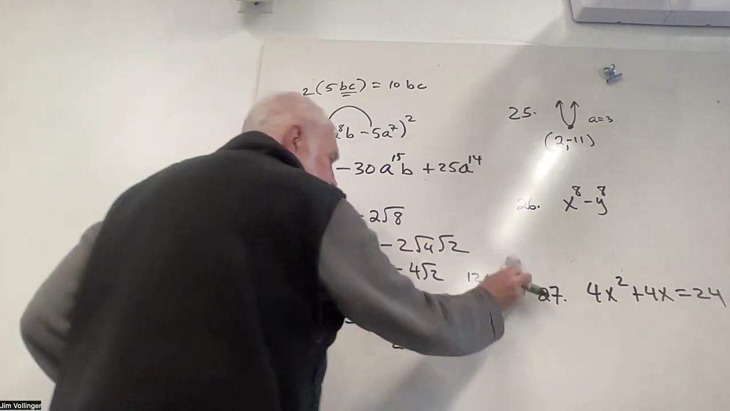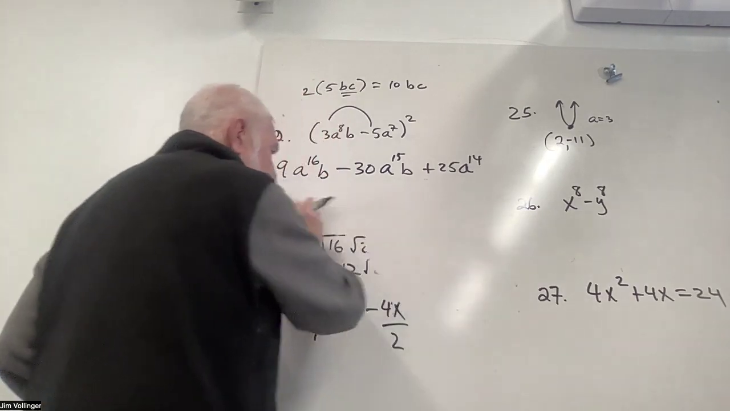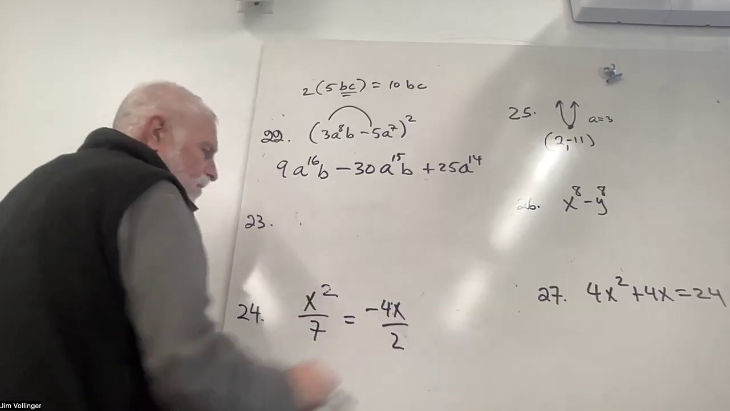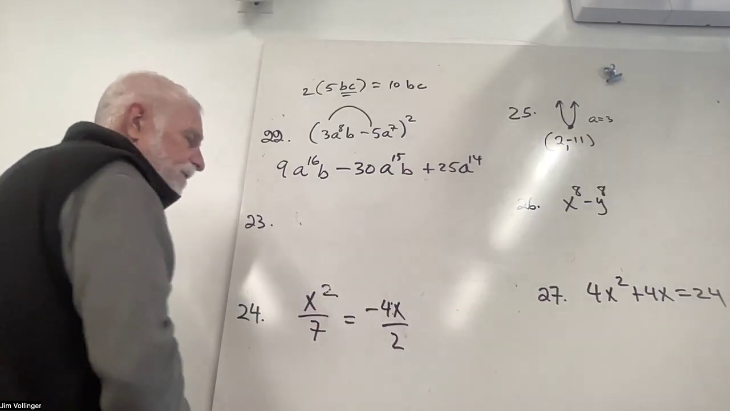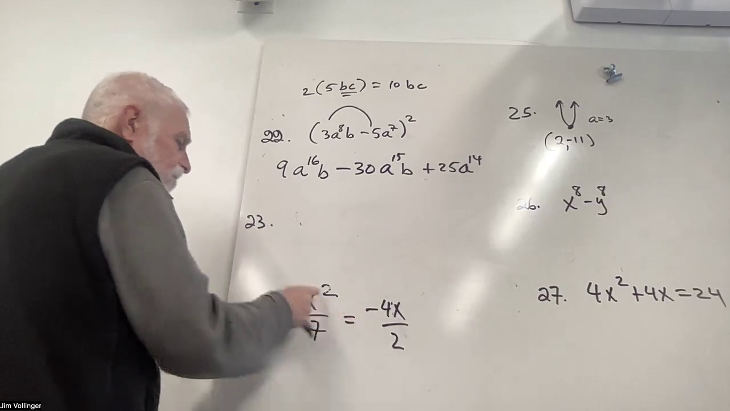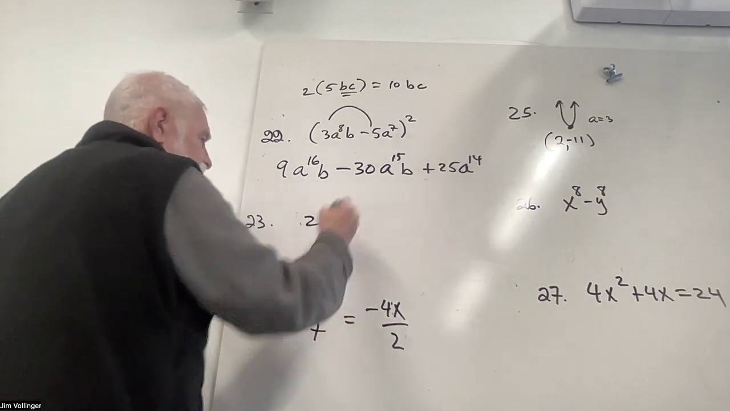I'm seeing fraction equal fraction. I'm going to do cross products. Why I wrote that, I don't know. I could certainly do it a different way and reduce that. But let's do cross products. That's what I wanted to make sure we talked about.